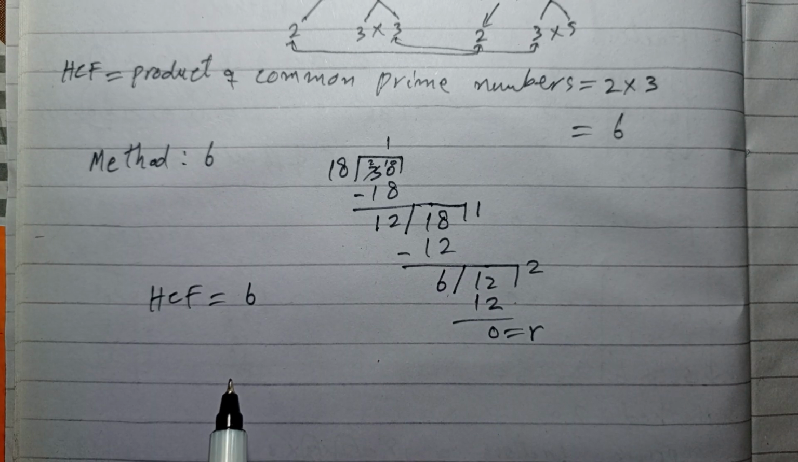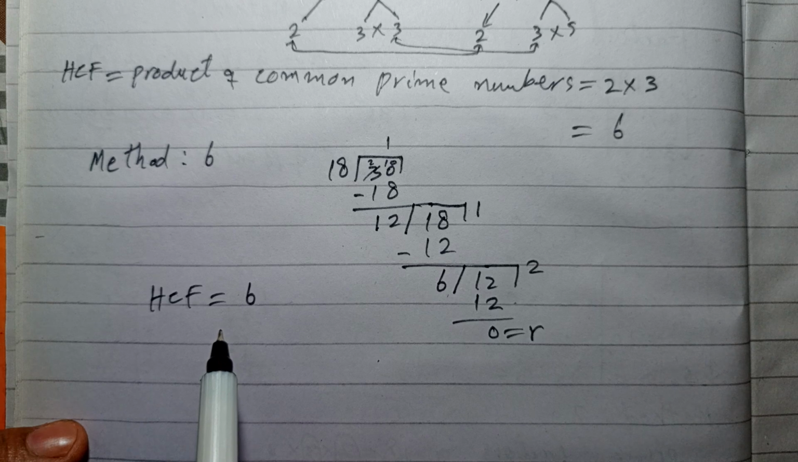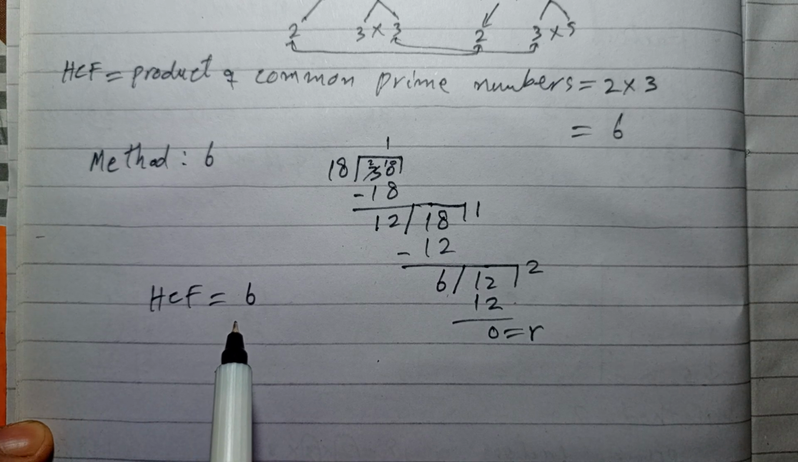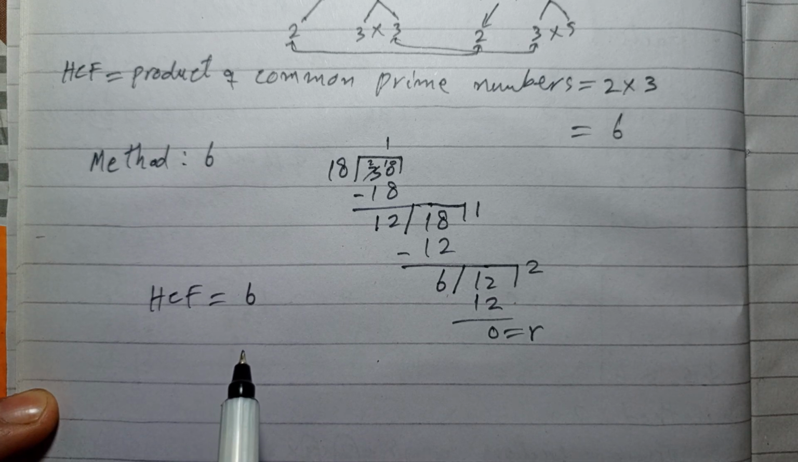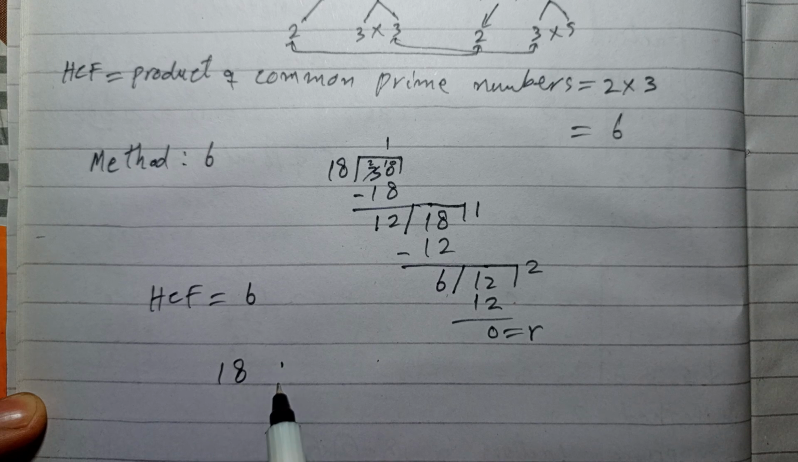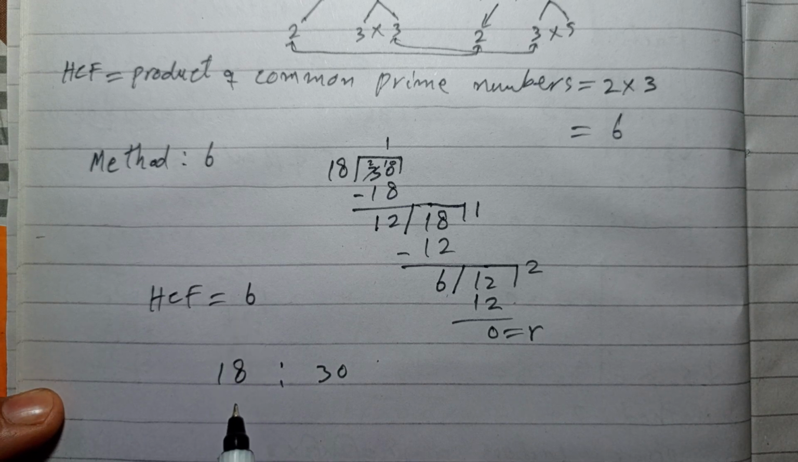In short, you can say that HCF is the highest common factor. It means that HCF gives us the highest number that can divide any given numbers. For example, 18 and 30. These both numbers can be divided by the biggest number. That biggest number will be 6. So if you divide 18 by 6, you will get 6 3s are 18, 3 here, and if you divide 30 by 6, you will get 5.